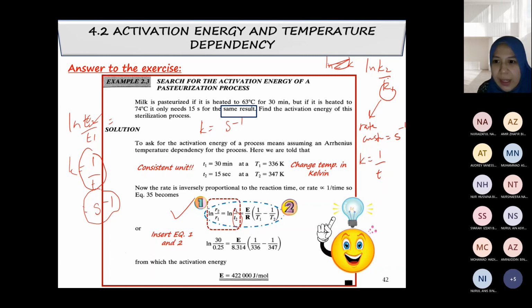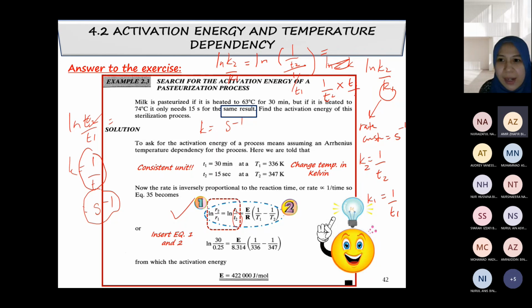Katakan saya letak sini K2, T2, and then we have K1, 1 over T1. Kalau you nak equatekan dia, ln K2 over K1 is equals to ln, K2 adalah 1 over T2, over dengan K1, 1 over T1, betul tak? Bila ada per dengan ni, kalau ikut mathematical rule of thumb, sini naik. So kita ada 1 over T2 times with the T1 over 1. That's why dia jadi T1 over T2. Okay, faham? Faham. Macam tu lah.